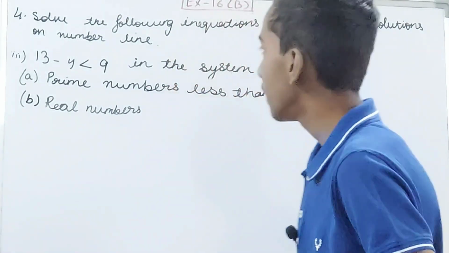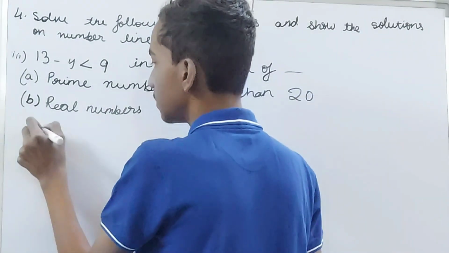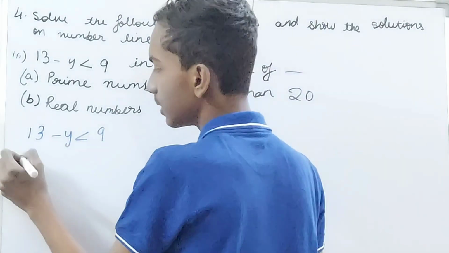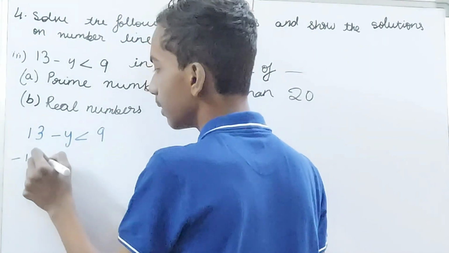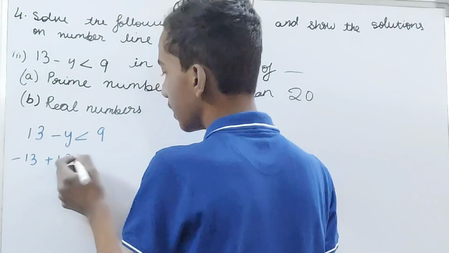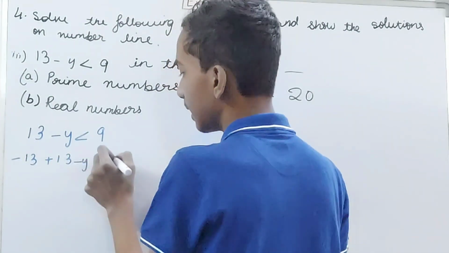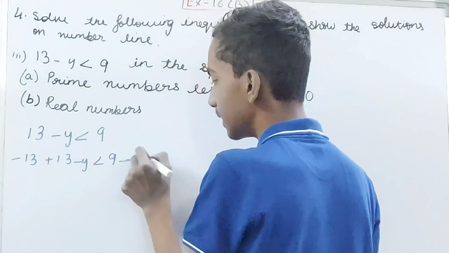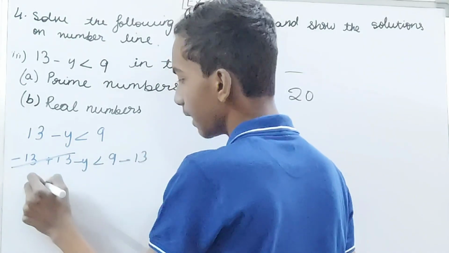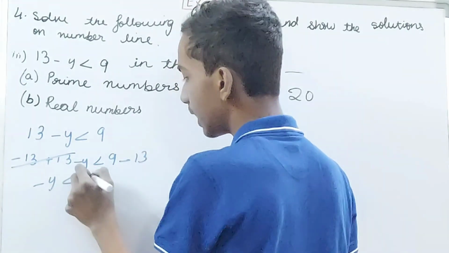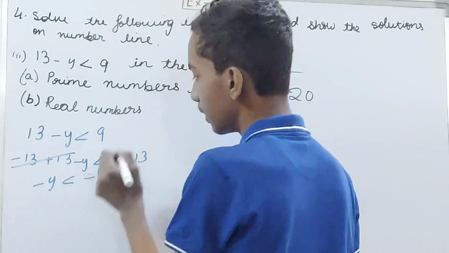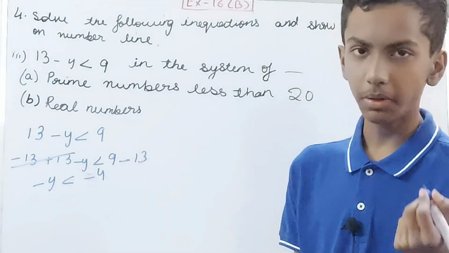Now the next one we have what? 13 minus y less than 9. So we're going to subtract 13, minus 13 plus 13 minus y. Okay, minus y is less than 9 minus 13. So what you will see is minus 13 plus 13 cancel. Here we have minus y is less than 9 minus 13, that will become minus 4. Minus y is less than minus 4.